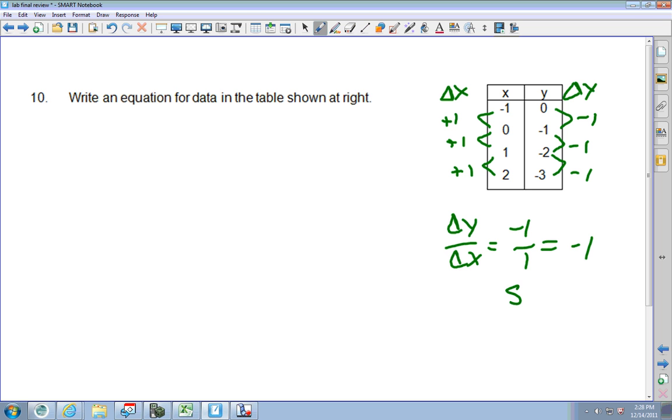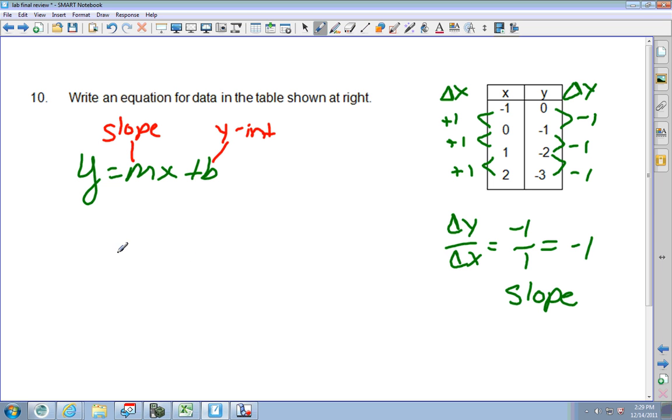That is my slope. Well, remember, to write an equation, y equals mx plus b. Right here, this is the slope, and this number right here is the y-intercept. So I have y equals, I know my slope is negative 1, and then I have x. Now, this is my y-intercept. Can you find the y-intercept in this table here? I sure can. Right here. Here is my y-intercept. Okay, so right here, this is my y-intercept. So now I can put minus 1.